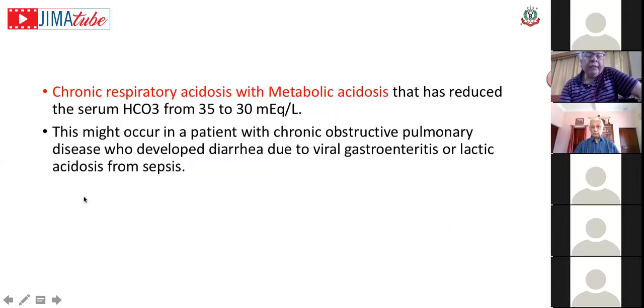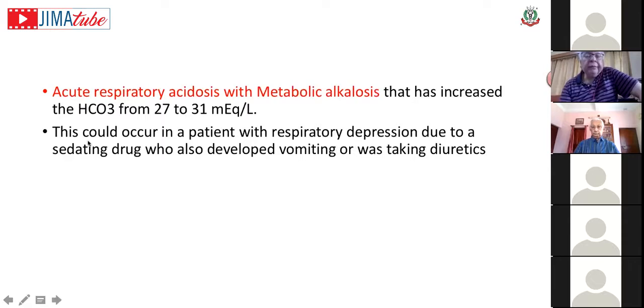One is definitely acute respiratory acidosis with metabolic alkalosis, or this could be chronic respiratory acidosis with metabolic acidosis, where the bicarb has reduced from 35 to 30, like a patient with COPD who has developed diarrhea or has become septic, so they can have a lower bicarb than what is expected of chronic respiratory acidosis. The third, and this one we mentioned, is acute respiratory acidosis with metabolic alkalosis.